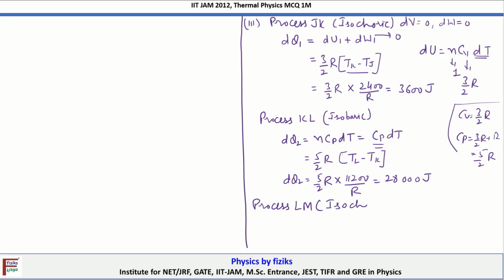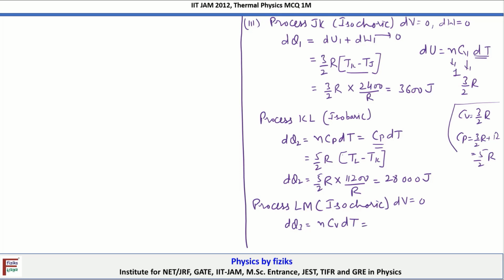It is isochoric, that is dV equal to 0. So if I call this dQ3, the heat change involved, that is equal to NCv dT. The next term will be 0, plus the dW term, because dV is equal to 0.